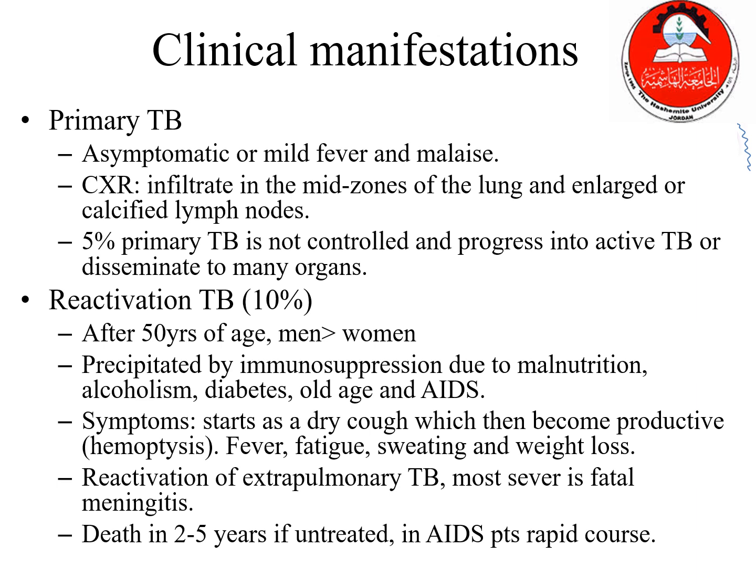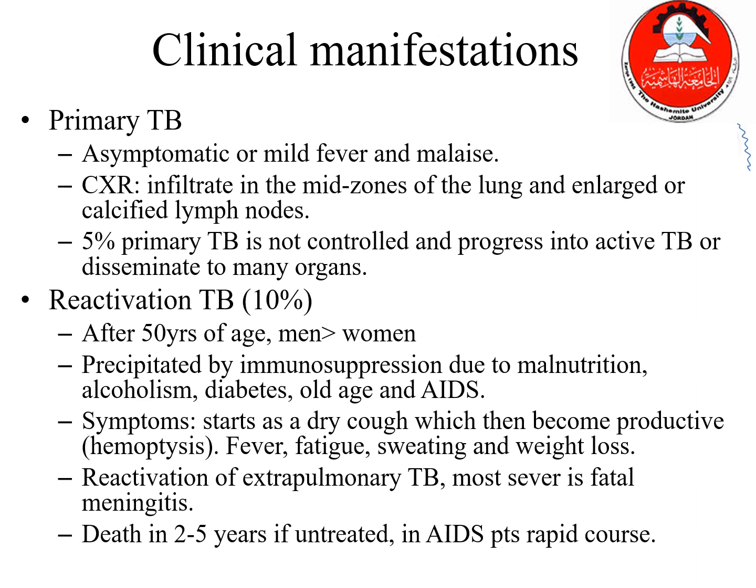Reactivation TB occurs after 50 years of age, and it is seen in men more than women. It is precipitated by immunosuppressive conditions such as malnutrition, alcoholism, diabetes, and AIDS. The symptoms come up as a dry cough, which then becomes productive with blood, fever, fatigue, night sweats, and weight loss.